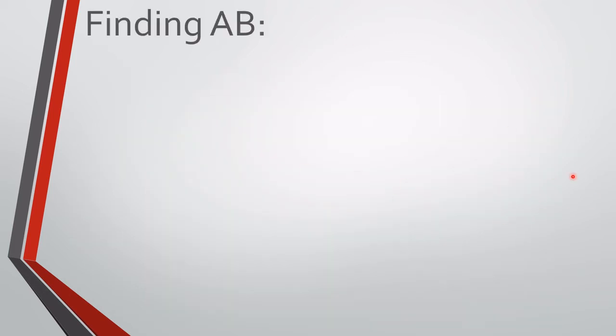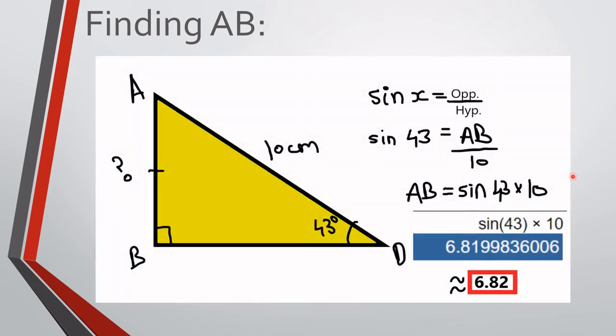The first question was finding AB. So yes, I've taken the triangle ABD from the entire figure. It was very easy now. I have this 43 degree angle. I have this hypotenuse. What is this?